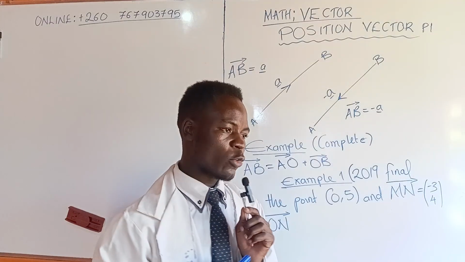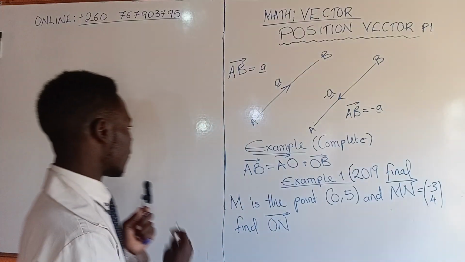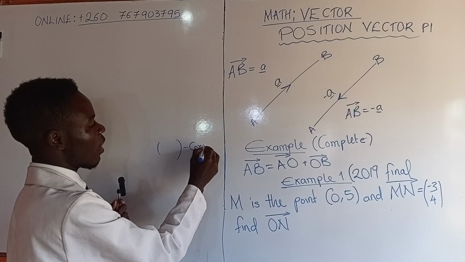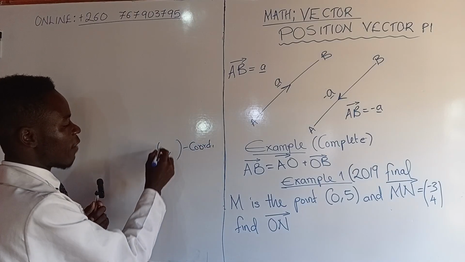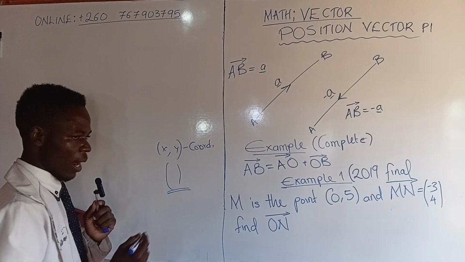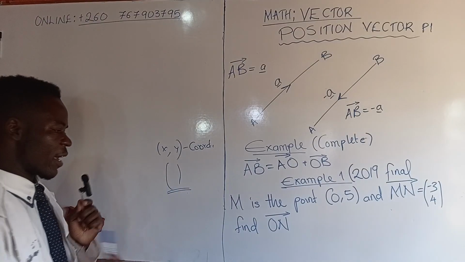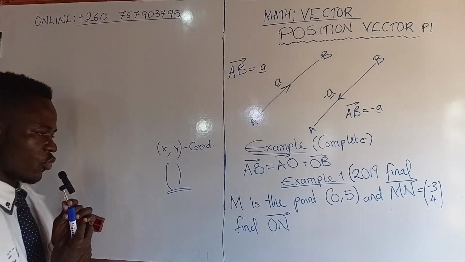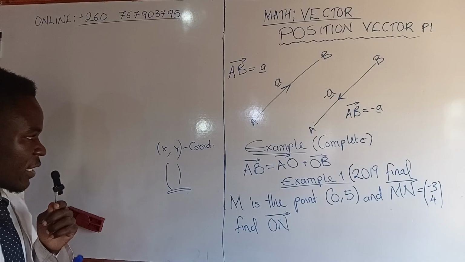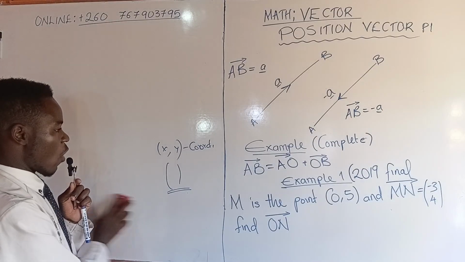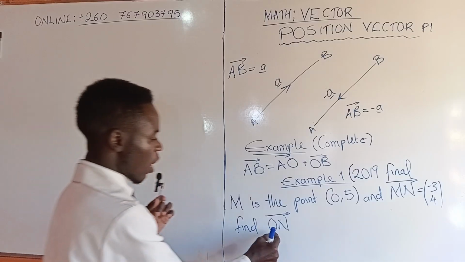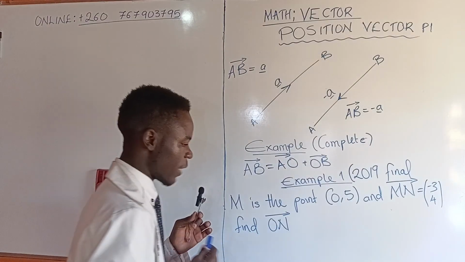So we must understand that there is a difference between the coordinate and the vector column. This represents the coordinate where we have x, y. Then this is the vector column, the one that is in form of a matrix, while this is what we call the coordinate of the vector. Okay, so that is it. So now we want to find the vector ON from there.